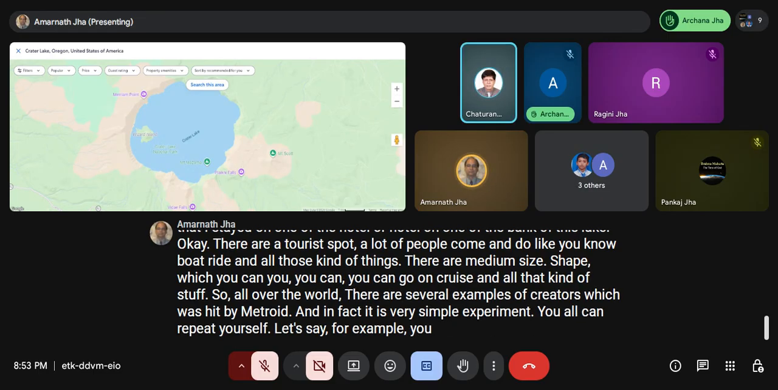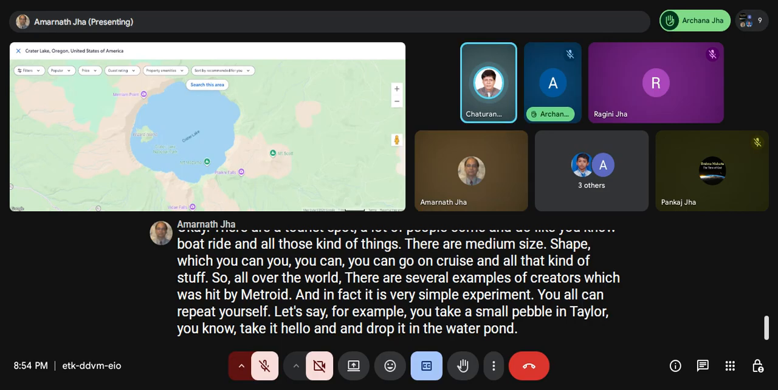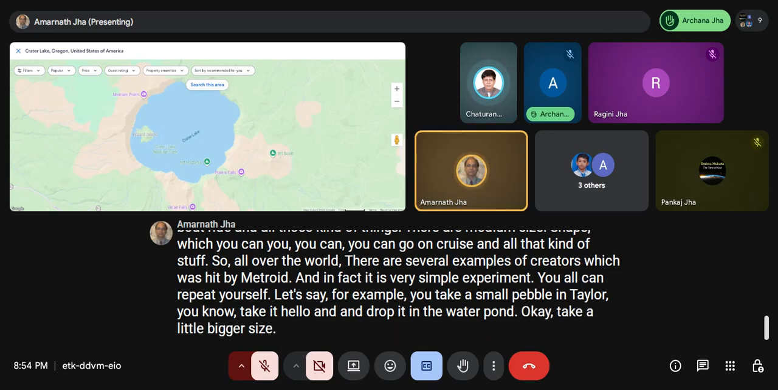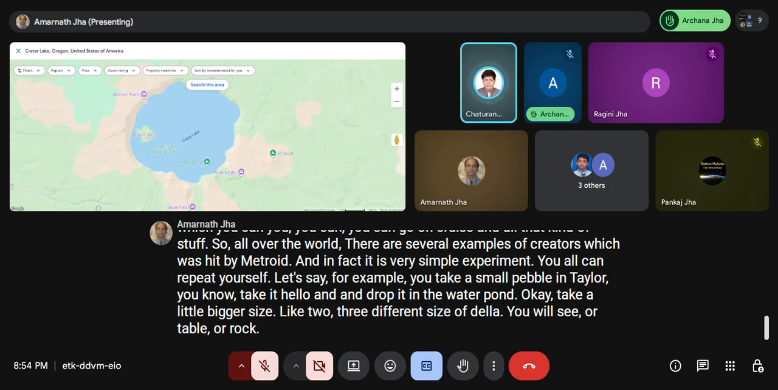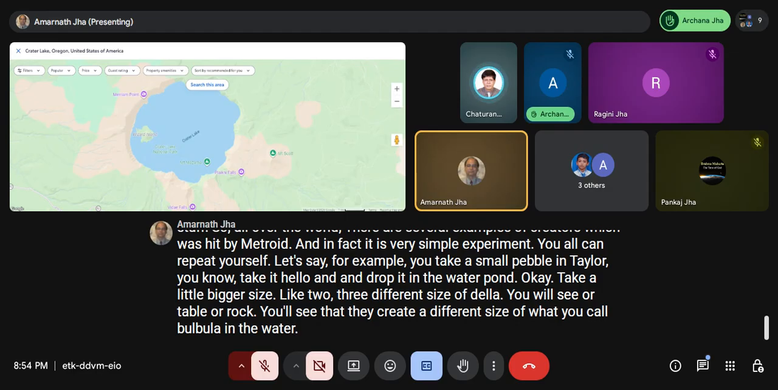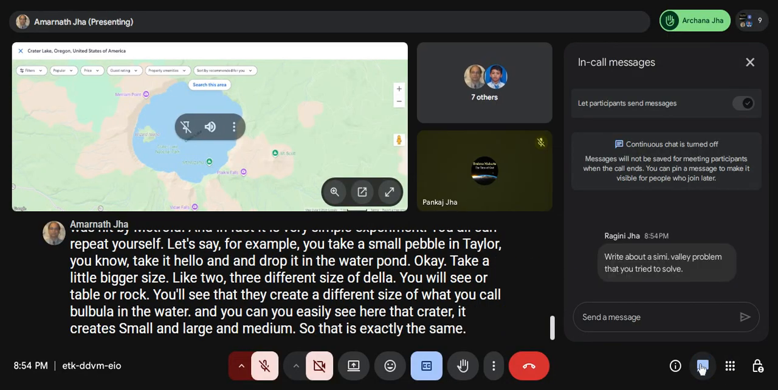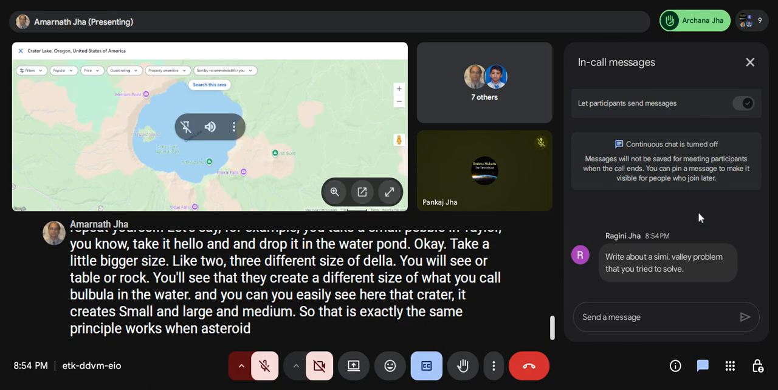Let's say, for example, you take a small pebble, a dhela, and drop it in a water pond. Take a little bigger size, two, three different sizes of dhela, pebble or rock. You will see that they create different sizes of bubbles in the water, and you can easily see the craters it creates, small, medium and large. So exactly the same principle works when an asteroid hits planet Earth.